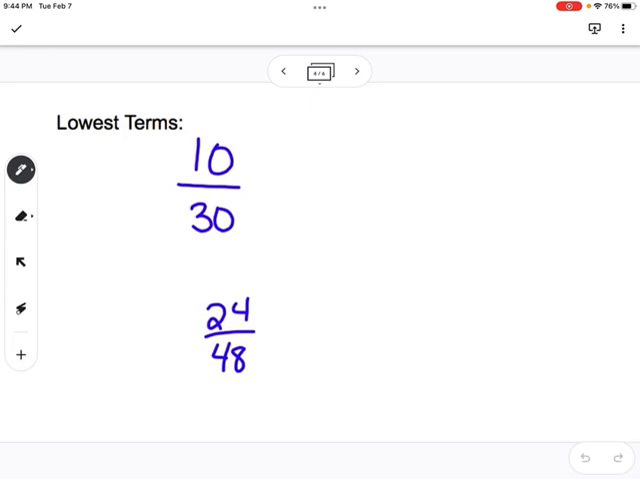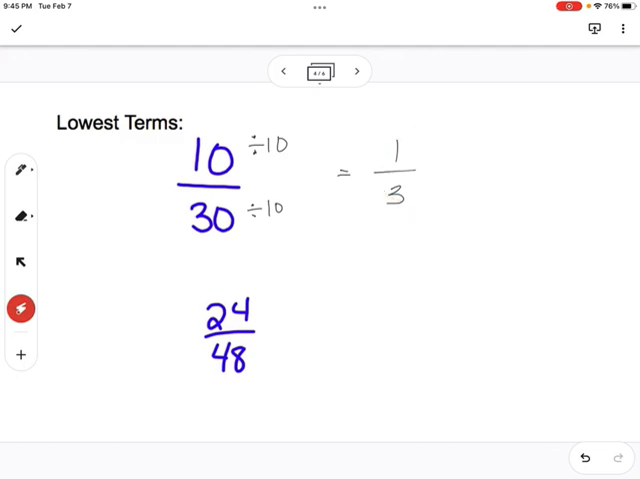Once we get our answer, we have the option to make our fraction into lowest terms as well. So that means we need to divide both the top and bottom by something until we can get to our lowest possible numbers without it becoming a decimal. So looking at this first one, we have 10/30. I noticed that these both have a 0 on the end, and that means I could divide both by 10. So 10 divided by 10 is 1, and 30 divided by 10 is 3. 1 over 3 is my lowest terms.